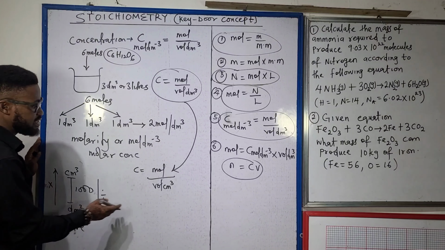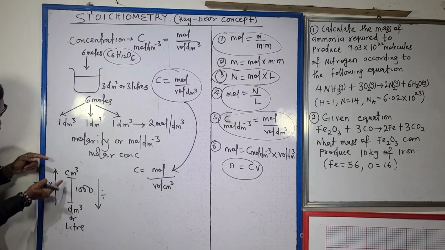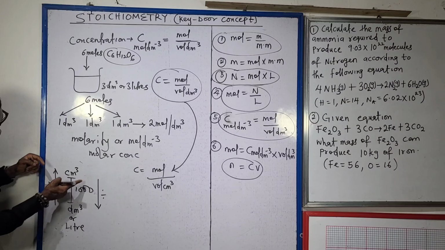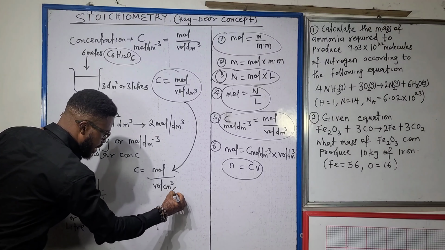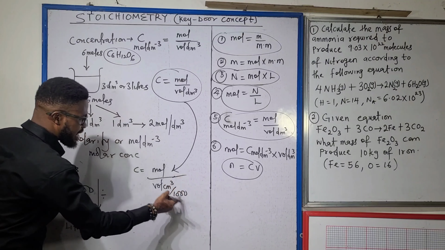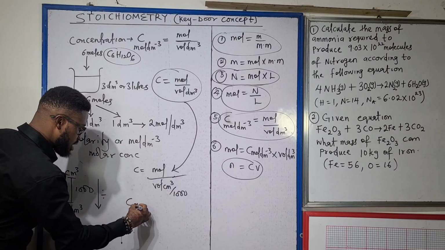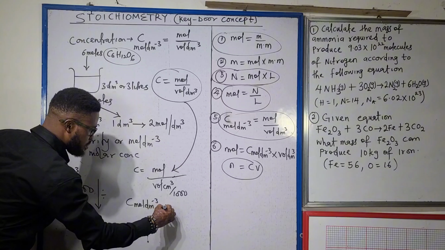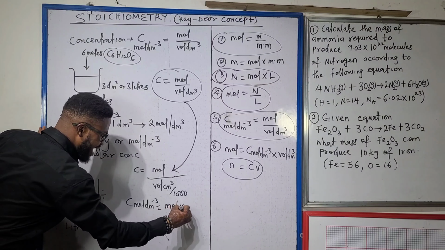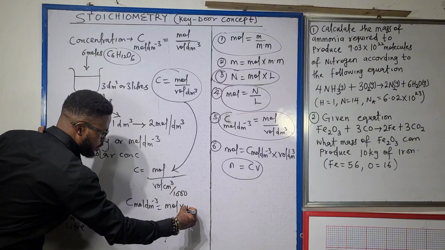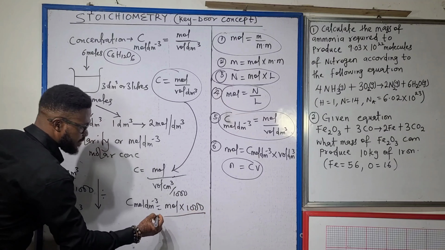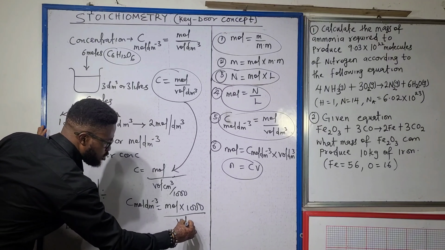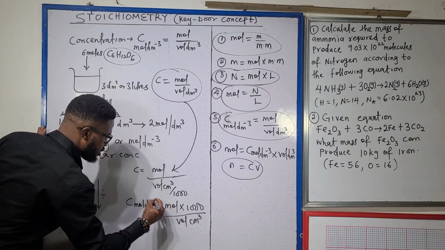The implication is that if I have my volume in cm³, for me to convert volume in cm³ to dm³, I have to divide by 1,000. And what that now means is that my concentration in mole per dm³ is going to be mole times 1,000, the 1,000 goes up, divided by volume in cm³.